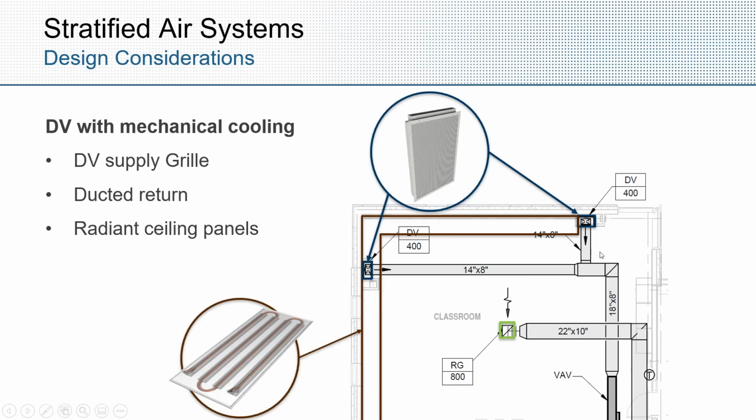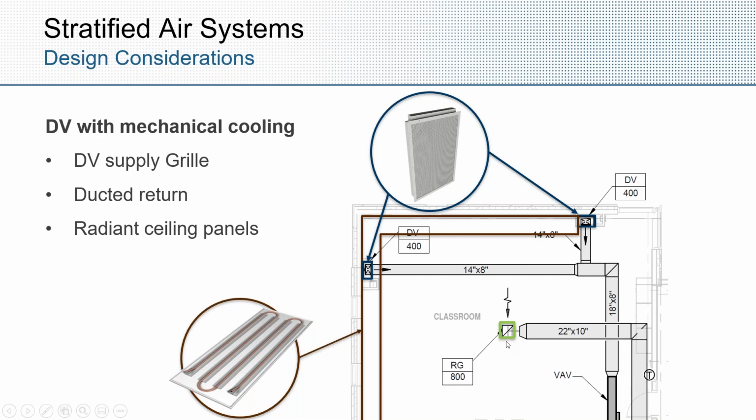This is an example of what you might see in a classroom, about 800 square feet. You've got two diffusers with a single duct run going out to each of those diffusers, 400 CFM each. They're all, it looks like, at the perimeter wall area, supplying inwards to the space.